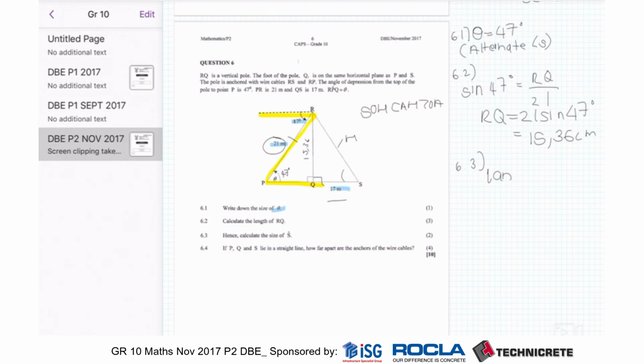So tan of angle S is equal to opposite. It's very important that your answers are correct for this type of question because you can see it building with each question. It's over 17. So shift tan 15.36 over 17. Use a calculator. 15.36 over 17, we get 42.110 degrees.